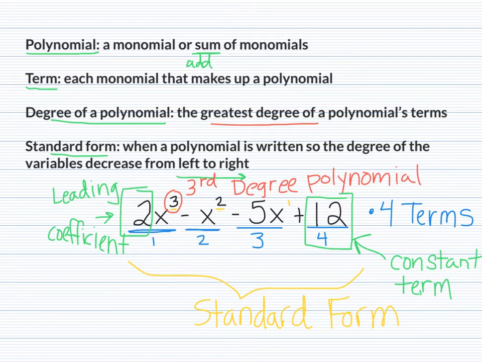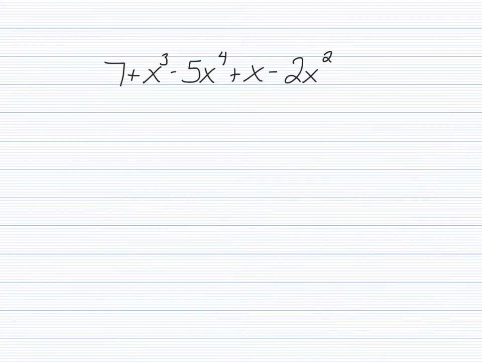Ooh, so look at all those things we can figure out. Leading coefficient, the degree of the polynomial, we can figure out how many terms there are, and we can find the constant term. And that's why we need to write it in standard form. So let's look at an example. Okay, so here's a polynomial.